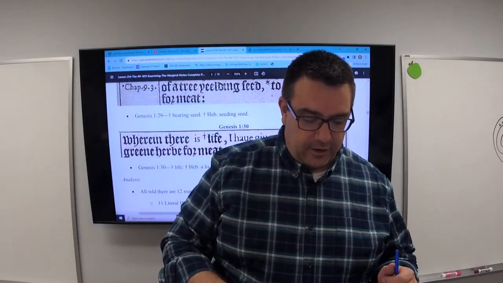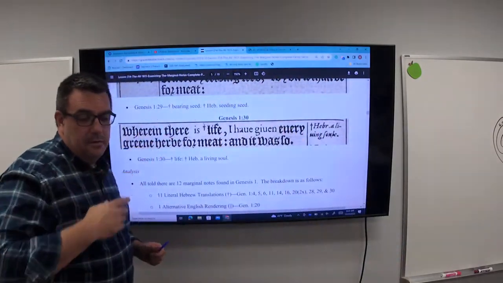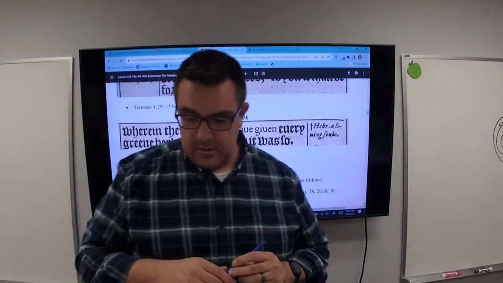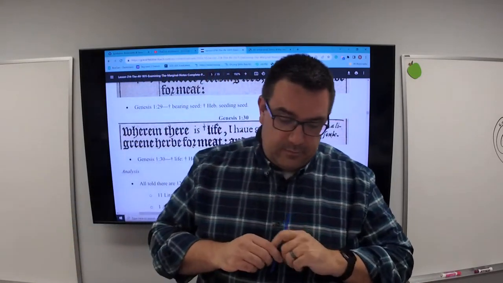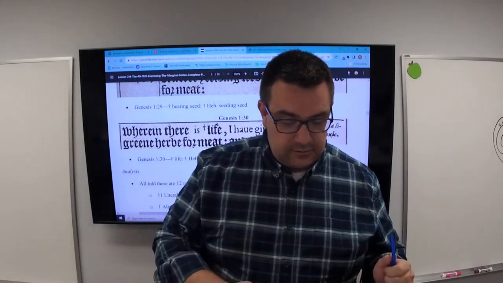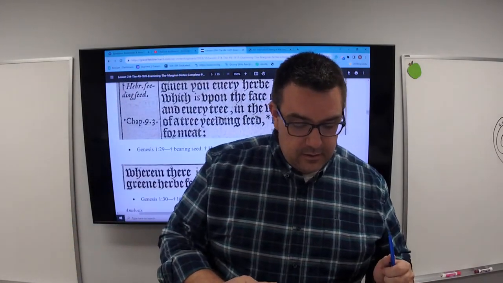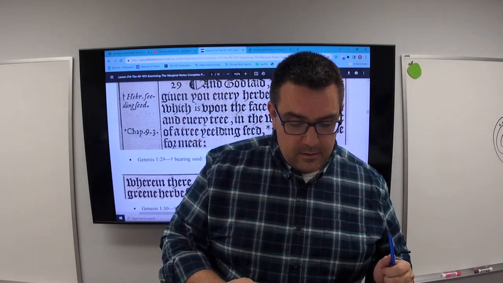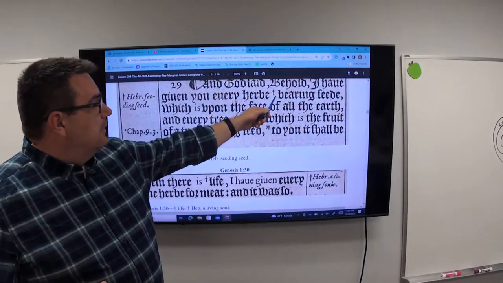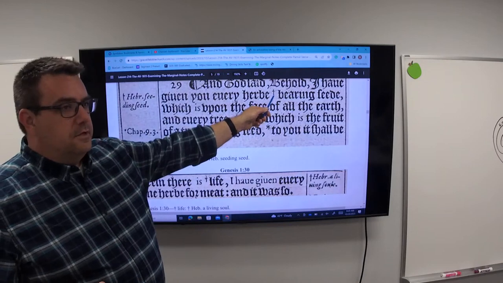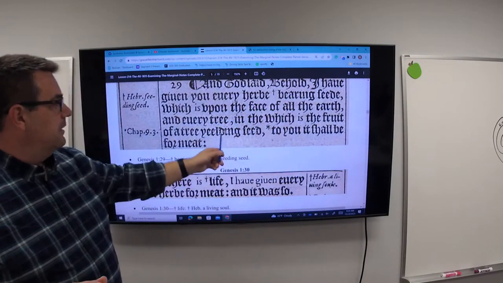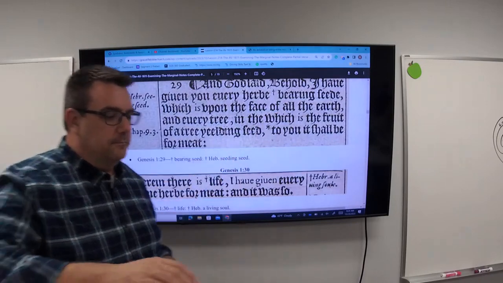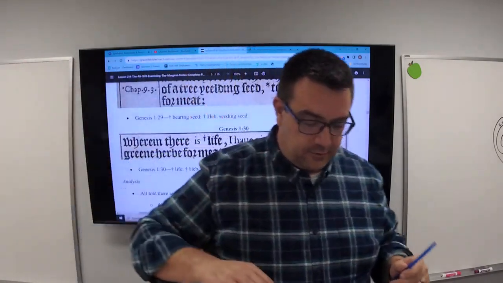And then you have verse 30. The text actually says yielding seed, not bearing seed. So that could be a thing we need to fix. So we need to note that. It says bearing seed up here, though. See where the dagger is? Oh. Bearing seed. And then down here it says yielding seed. Yeah. Very good. So nothing to fix.